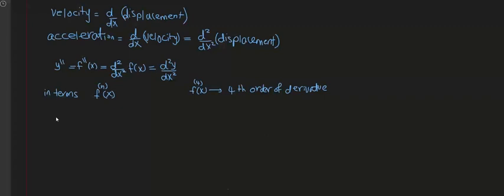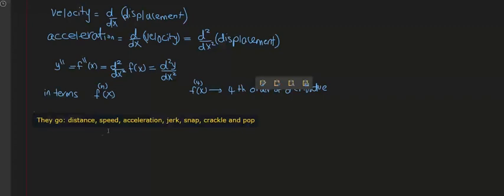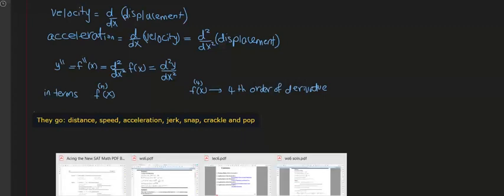Okay, let's take now some exercises from the worksheet. The rate of change of the distance is the speed. The rate of change of the speed is the acceleration, and the rate of change of the acceleration is called the jerk. The rate of change of the jerk is called the snap. The rate of change of the snap is called the crackle, and then the pop. This is the sequence in physics.